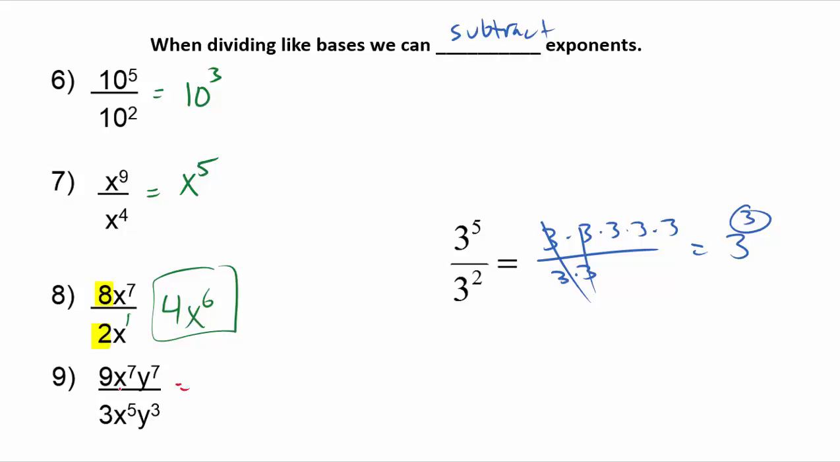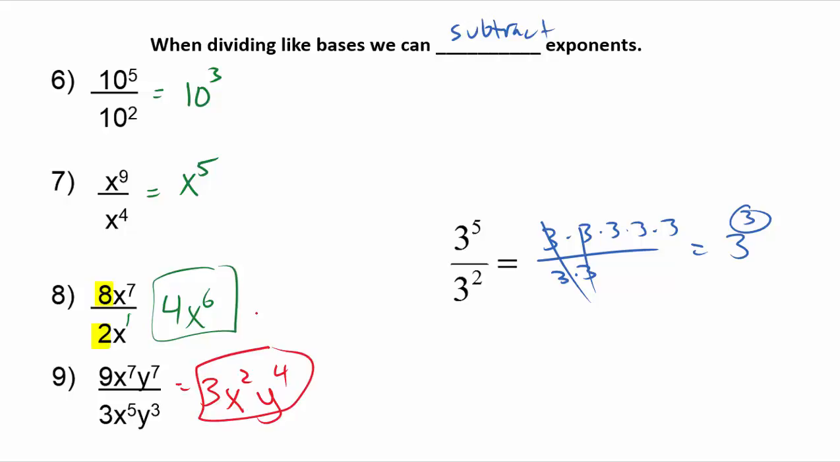All right, still moving along. Again, 9 divided by 3 is 3. X to the 7th divided by x to the 5th is x squared. There will be 2 x's left on the top. And y to the 7th divided by y to the 3rd. Again, if we cancel 3 of those y's, there's going to be 4 left on the top. That would be our answer for this one here.